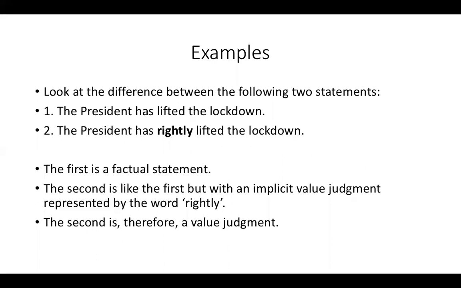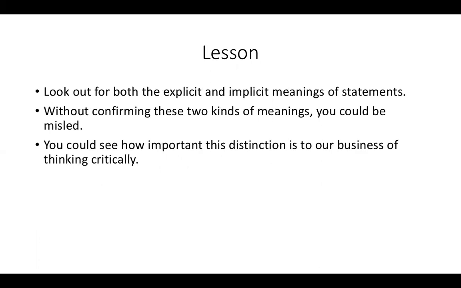So the first statement is a factual statement. The second one is a value judgment. So we should look out for both the explicit and implicit meanings of statements. If we don't confirm both the explicit and implicit kinds of meanings, we could be misled. So you could see how important this distinction is to our business of thinking critically.